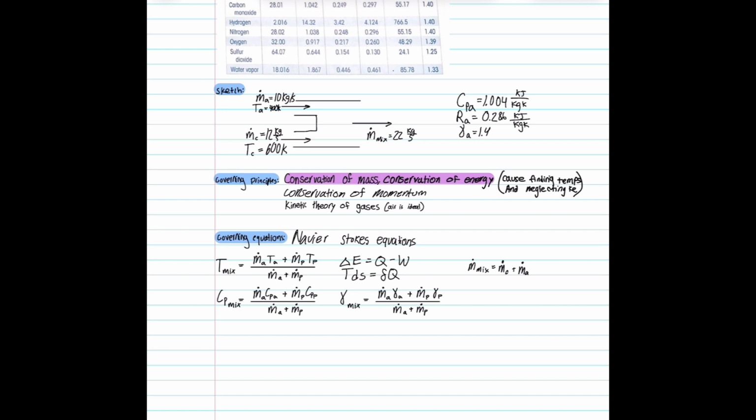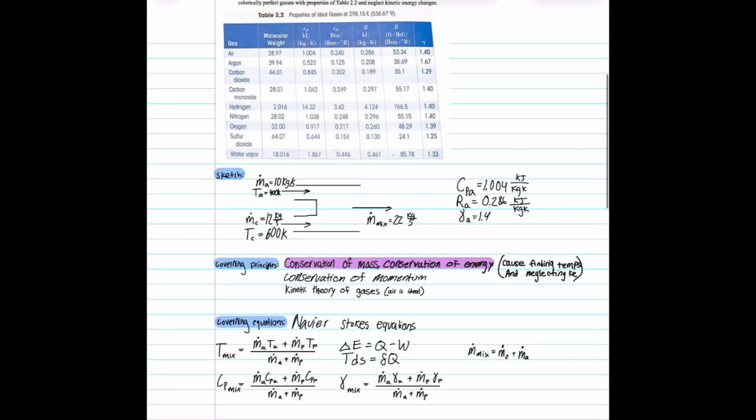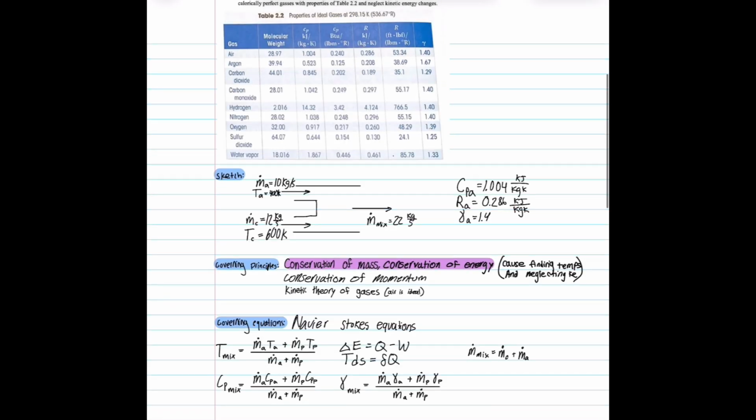And of course, conservation of energy, the second law of thermodynamics, which is TdS ≥ delta Q, and the conservation of mass, which is that the mass flow rate of the mixture equals the mass flow rate of the combustion products plus the mass flow rate of the air, which is why we see that the M dot of the mixture is 22 kilograms per second.